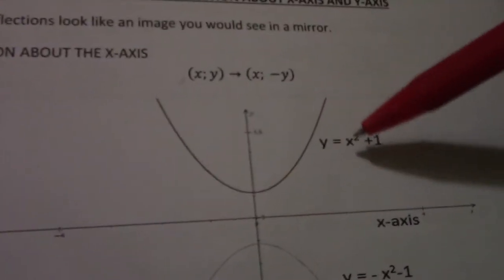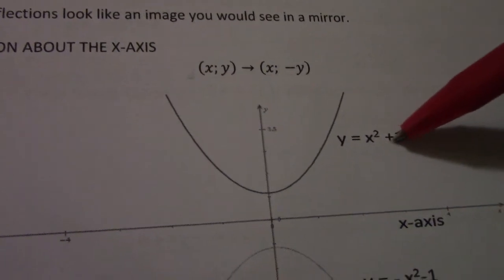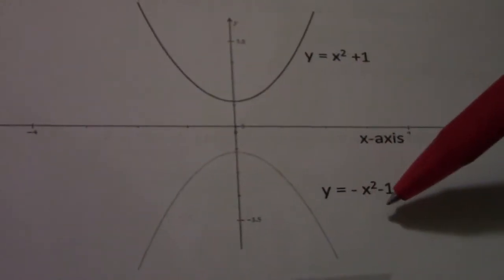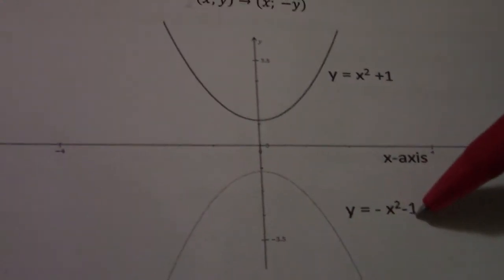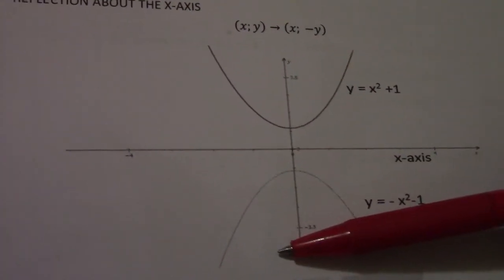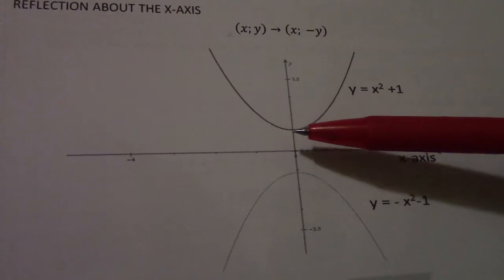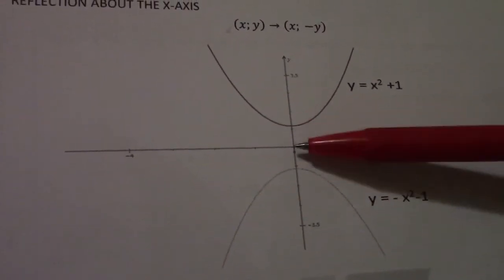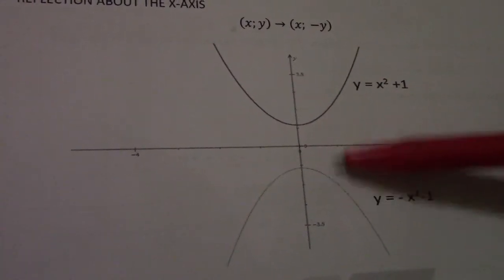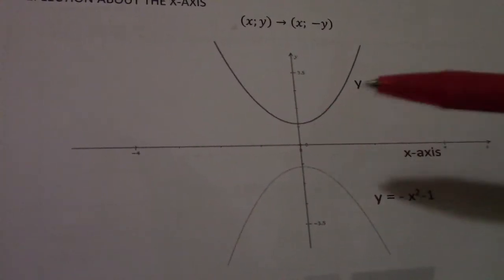So to give you an example, they have y equal x squared plus 1. See that graph? And here I have y equal negative x squared minus 1. So what happened? Reflection in the x-axis, I took that graph and I flipped it over to there. Alright? So you see there, the x value is still the same, or my y value there went from positive to negative, and my x values are still at the same place.